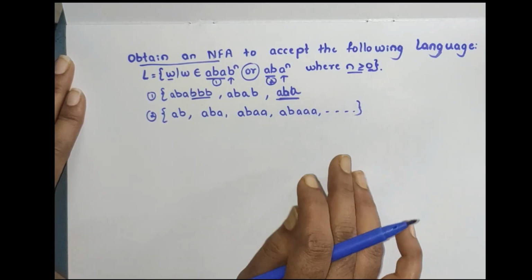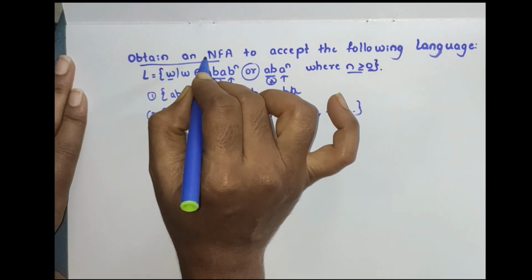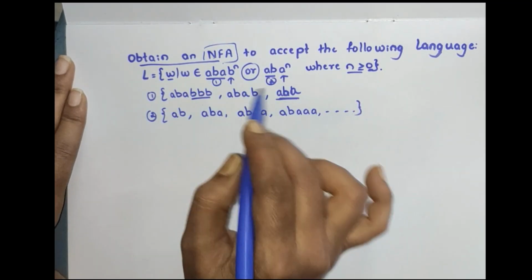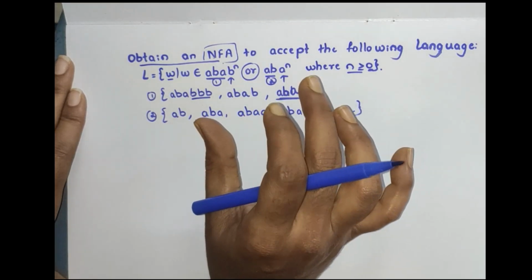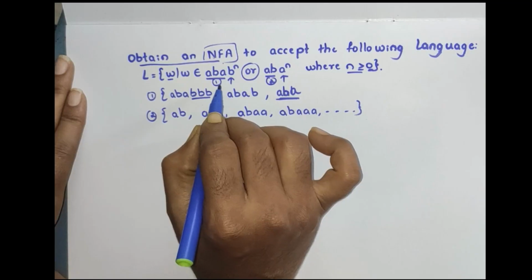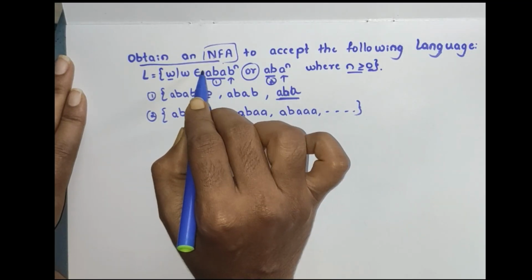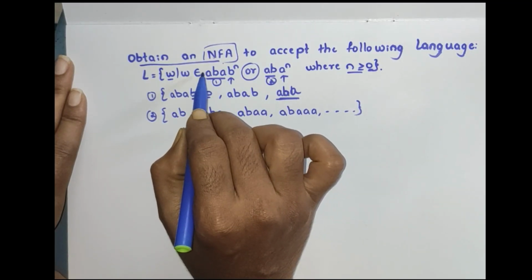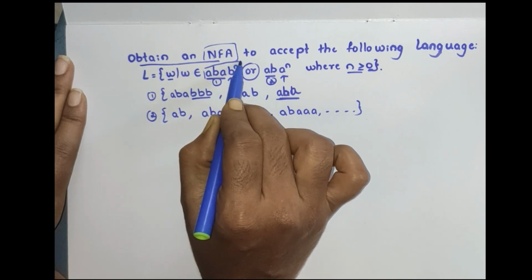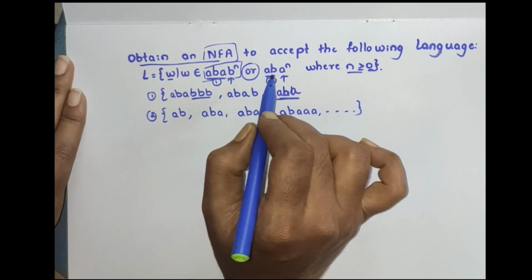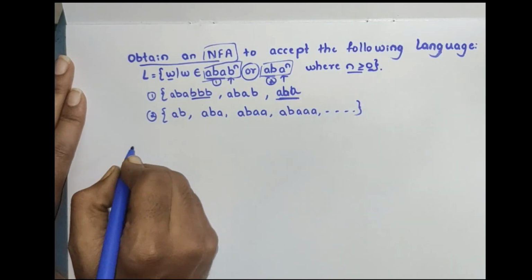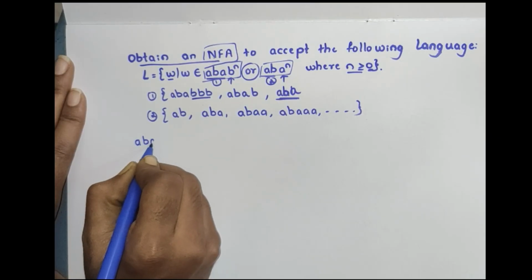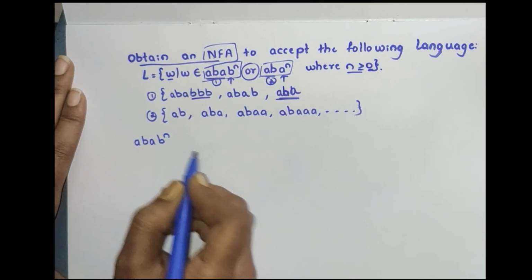Okay, so now how to solve or how to obtain an NFA for this given condition. Initially, first we'll break up the given problem into two. That is, we'll obtain the NFA for ABA, B raised to n. Next, we'll solve AB, A raised to n. So first we'll solve ABA, B raised to n.